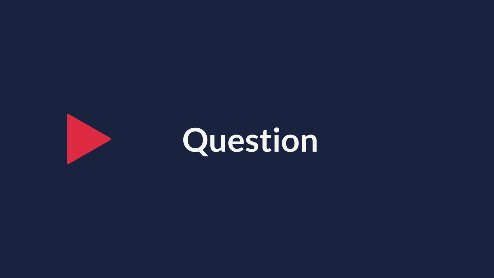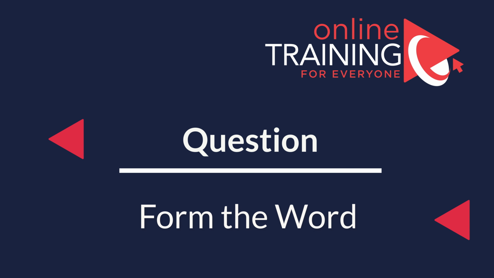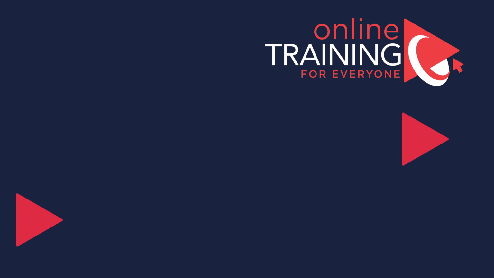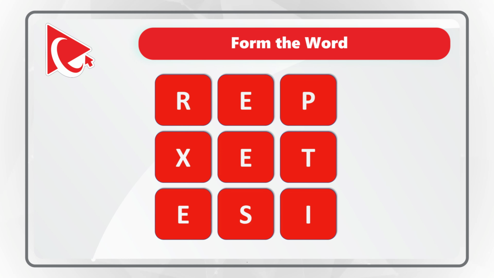Very frequently, you might get tested on how quickly you can form the words using letters of the English alphabet. In our case, you're presented with 9 letters, and you need to form the word using all the letters only once. The letters are R, E, P, X, E, T, E, S, I. Do you see the word?